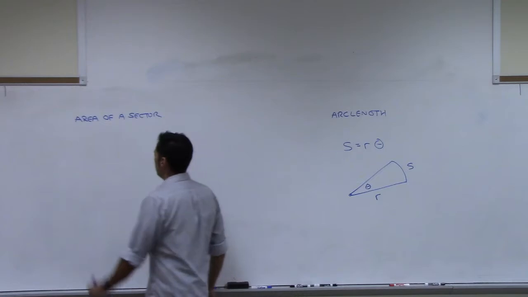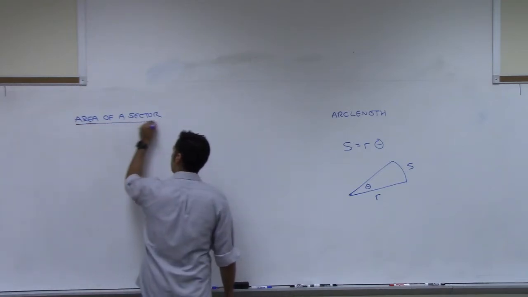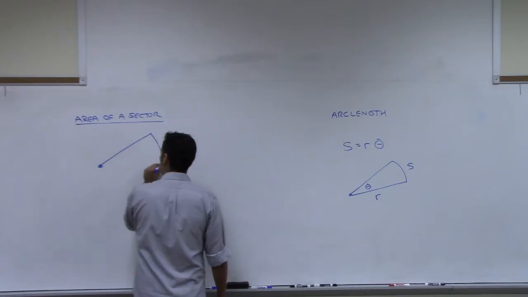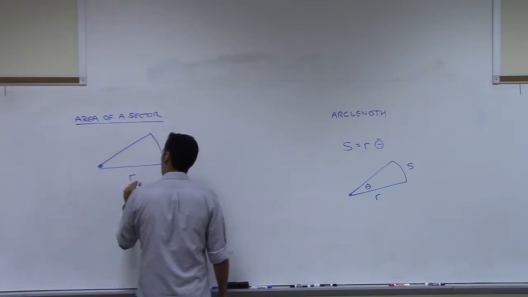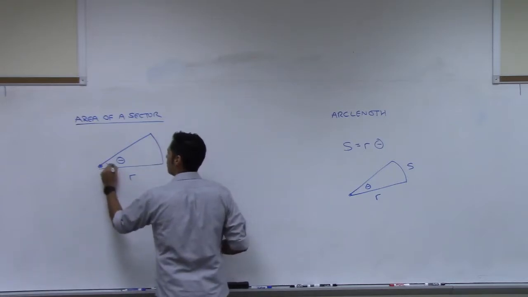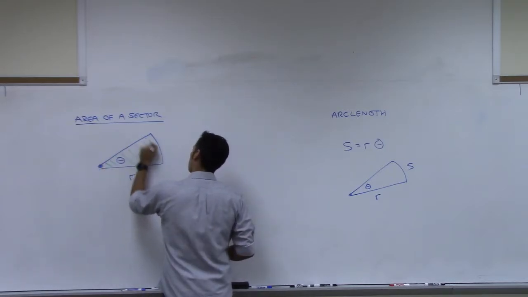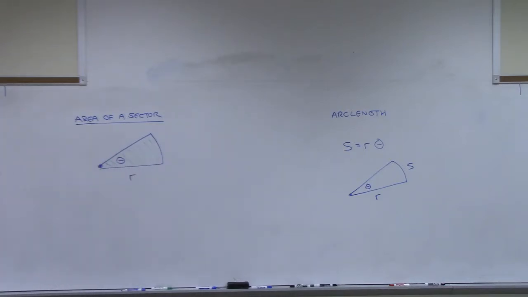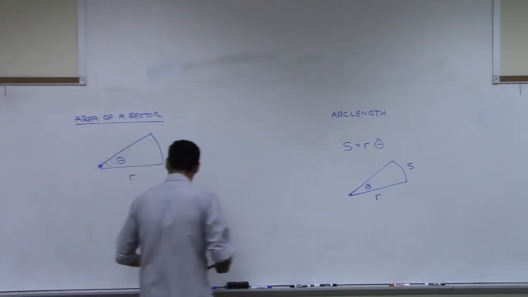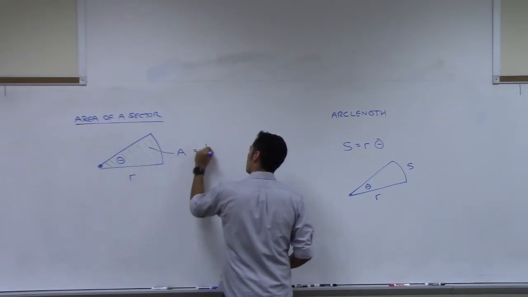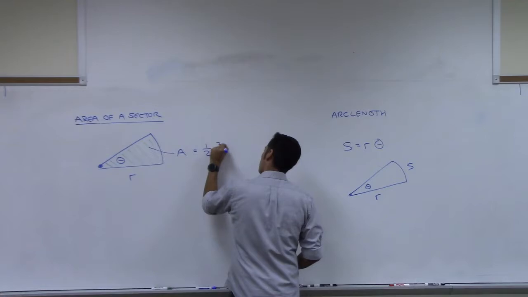Same with this formula, area of a sector. We still have the same picture. We have that little slice of pizza, we have R, and we have theta, but this time we're trying to find the area. We'll call that A. And it's equal to 1/2 R squared theta.